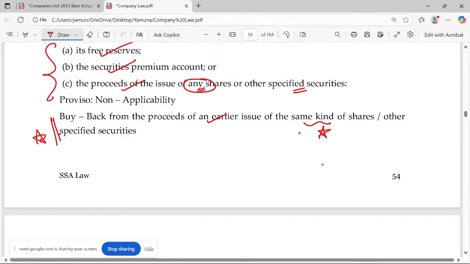Already have issued the same kind of shares. Now we are going to buy back the same kind of shares. Why are you doing this? Okay, you should not do it, right?